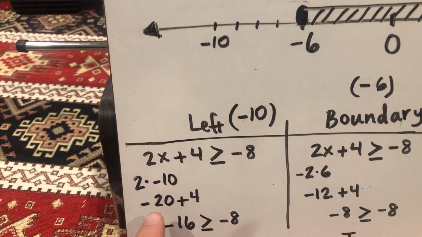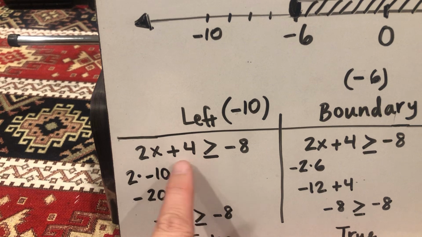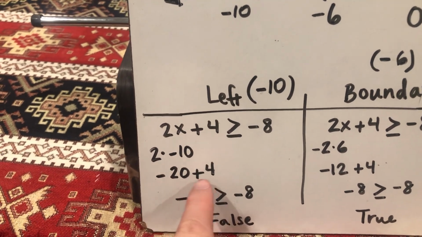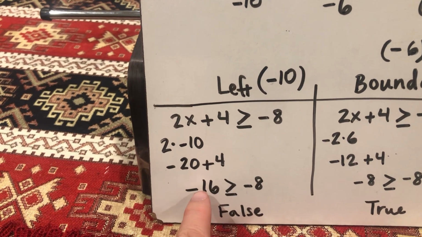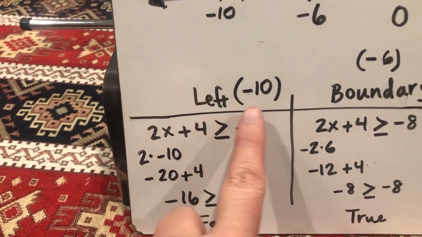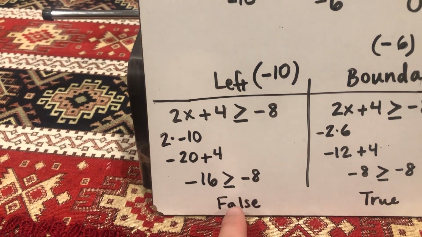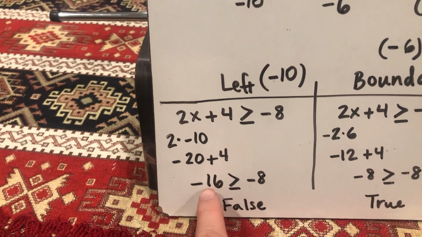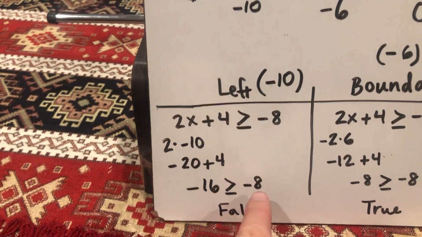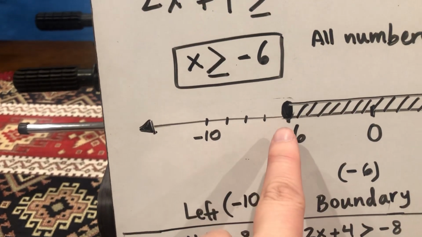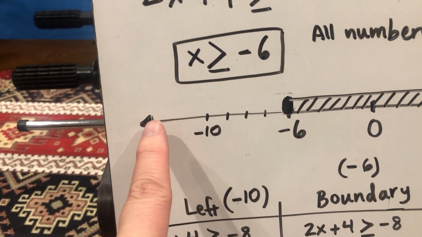So that gives me negative 20. I bring the next part down, plus 4. So negative 20 plus 4 is negative 16. I bring the rest of it down, greater than or equal to negative 8. And that's false. Negative 16 is not greater than negative 8. And this is not a bad thing. It's actually a good thing because it matches our graph.